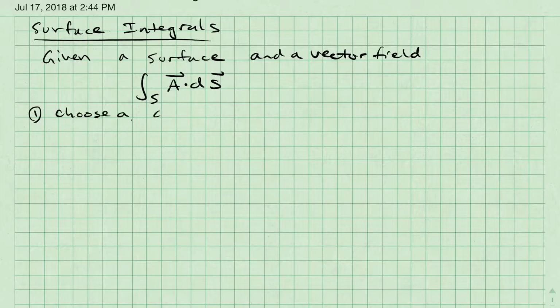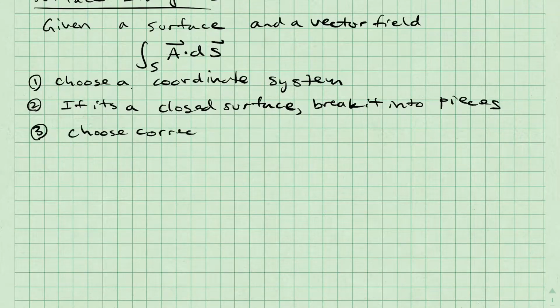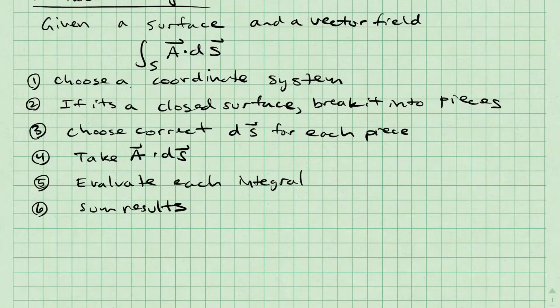The first step is to choose a coordinate system. If the surface is closed, we want to break it into pieces that are easy to integrate over. Then we will choose the correct differential surface for each piece. We then take the dot product of the vector field and the differential surface, evaluate the integral for each piece, and finally, sum the results of all the integrals.